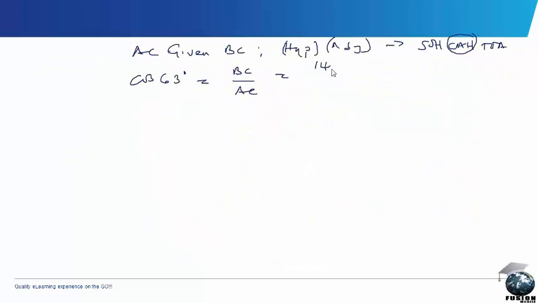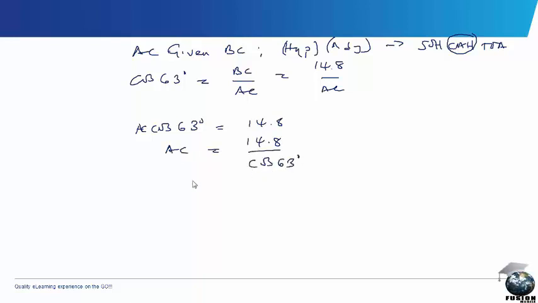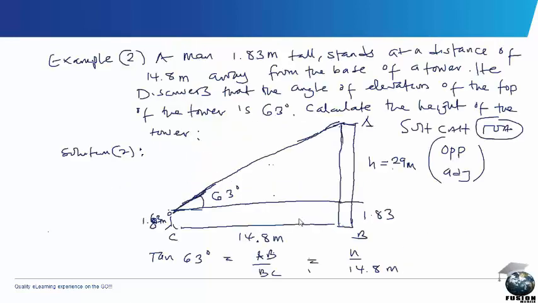BC here is given as 14.8 meters, so cos 63 degrees is equal to 14.8 over AC, and AC will be equal to 14.8 divided by cos 63 degrees. Carry out that division: 14.8 divided by cos 63, so AC will be equal to 32.5998, which is 32.6 meters. So we can include 32.6 meters at this point.